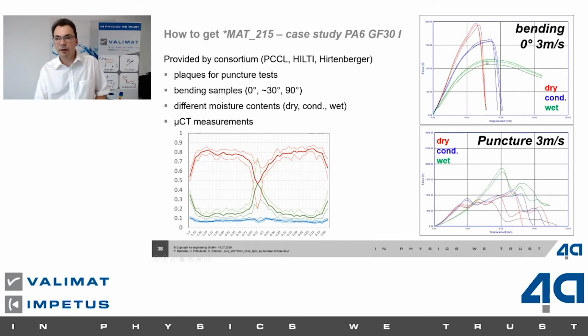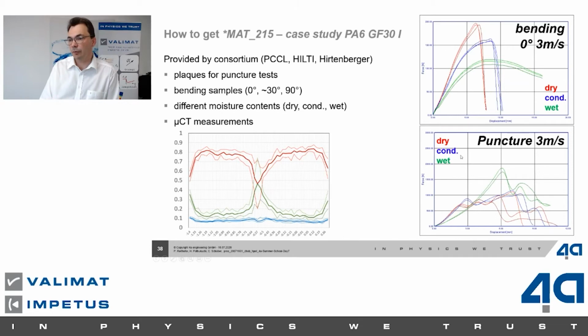And we conducted this test, and as you can see, we have a huge influence of the moisture content. So this is the bending test in zero direction, in injection molding direction. If it's dry, it's quite brittle, stiff and brittle. If it's wet, it doesn't fail. So as you see, we're getting weaker and more ductile with more moisture content. And the same we will see in the puncture test, dry, conditioned, and wet. Wet means having it in a water bath. Conditioned means at room condition after several weeks.